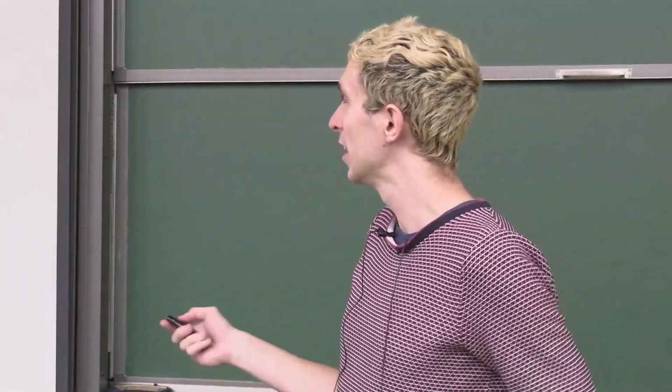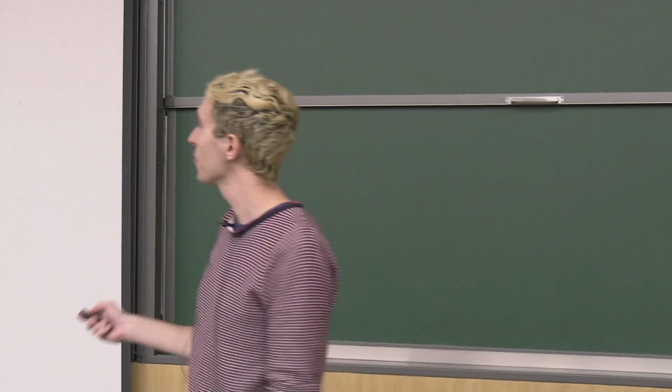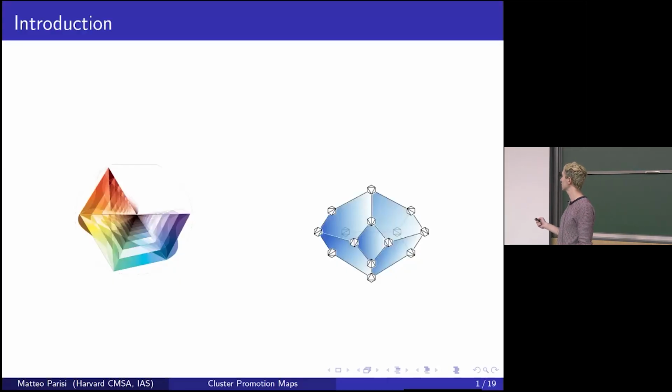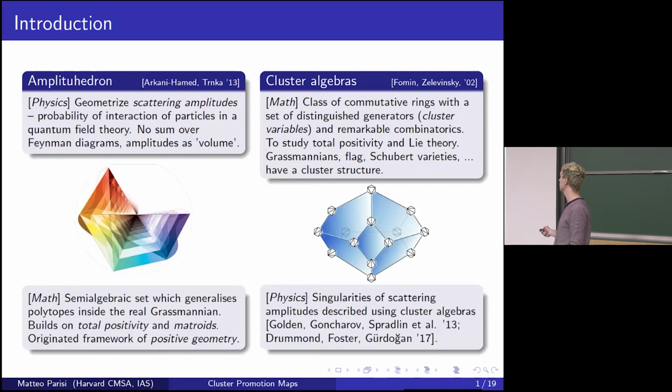First time in Seoul. Okay, so today I will talk about cluster promotion maps. In the last couple of years, there have been two main threads at the intersection of amplitudes, algebraic combinatorics and geometry. One is related more to positive geometries, the other to cluster algebras. For me today, positive geometry means the amplituhedron. Both objects have been very important in the math and physics communities.